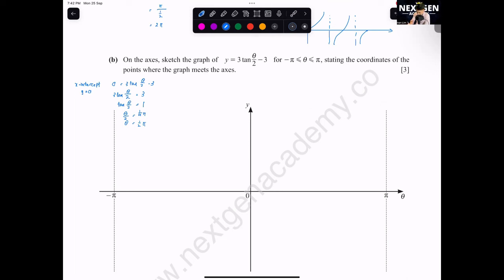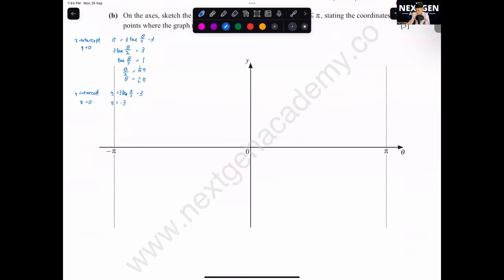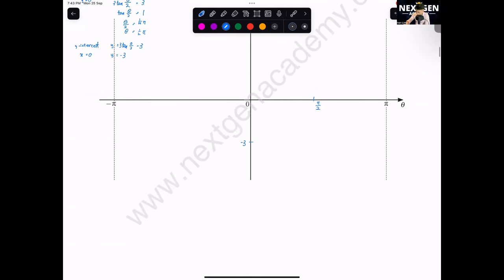Then the y-intercept: x equals 0. This applies for all graphs, not just this tangent graph. Sub in: 3 tangent 0 over 2 minus 3. y equals negative 3. So the intercepts are at negative 3 and pi over 2. This one you can just roughly estimate. Here is negative 3, and pi over 2 will be in the middle. So your graph, as mentioned just now, is originally like that. One thing you have to be careful about is how it bends.